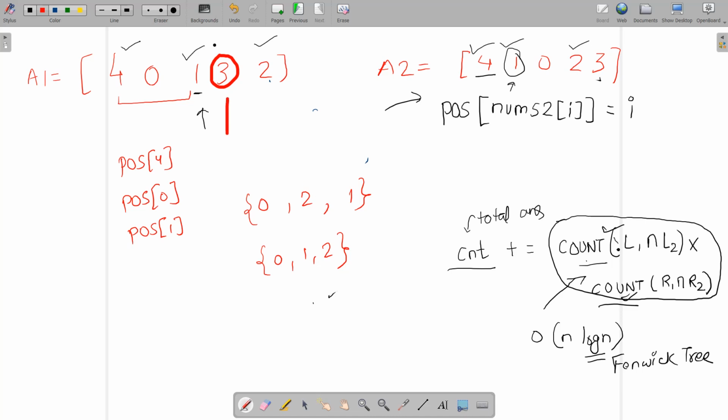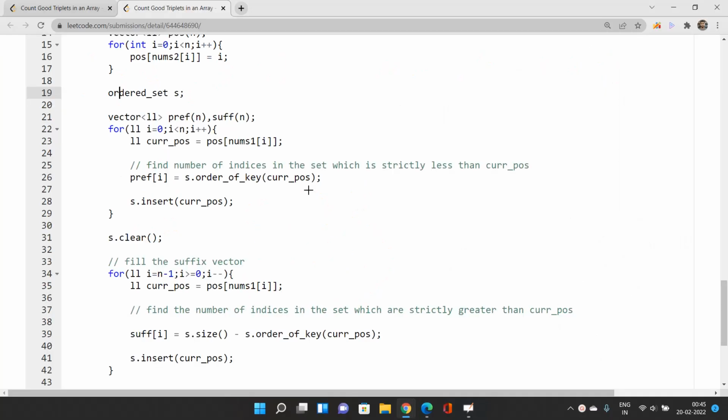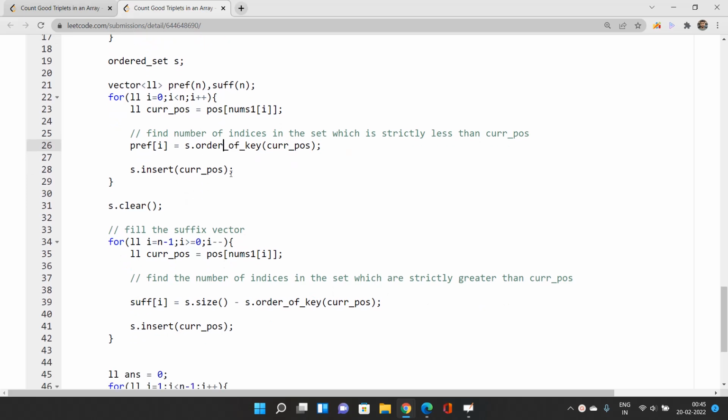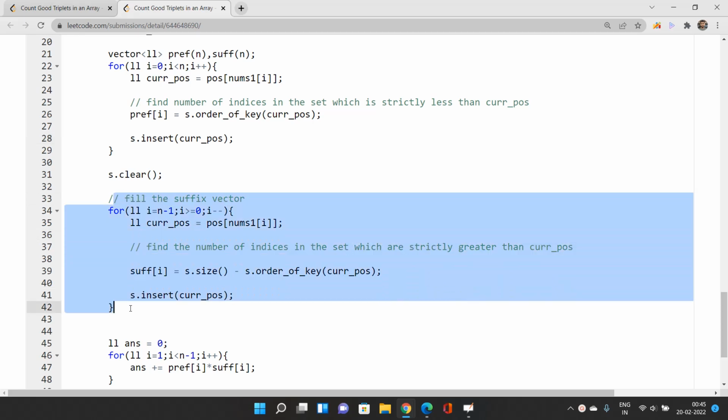And what is the position of 3 in this array A2? The position of 3 in array A2 is the last one, which is the 4th, right? So the ordered set will be queried for the number of elements which are strictly less than 4. It will give us this entire thing, so this is actually the left set. Similarly, you can do that for the right part also. So prefix of I will store this number of elements which are less than this current position, and we will insert this current position after this is done. Similarly, we are going to do that for the suffix part.